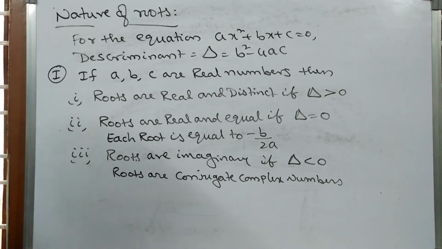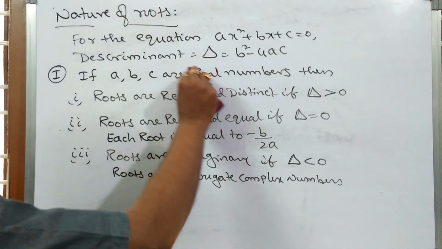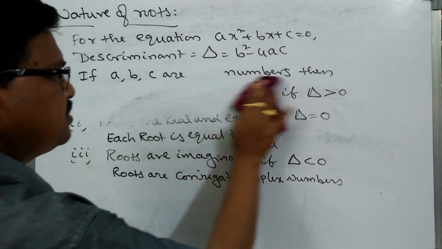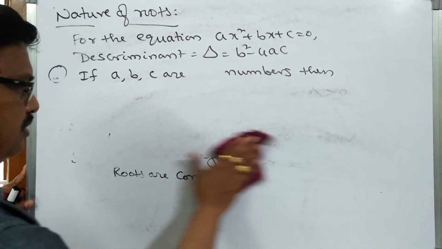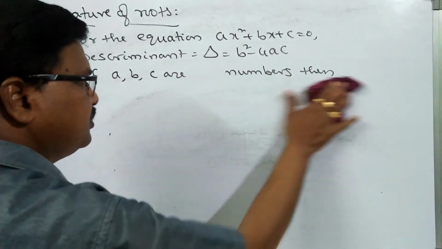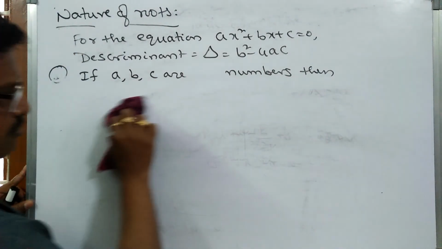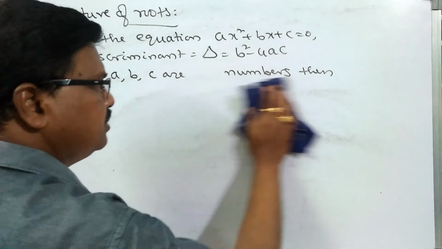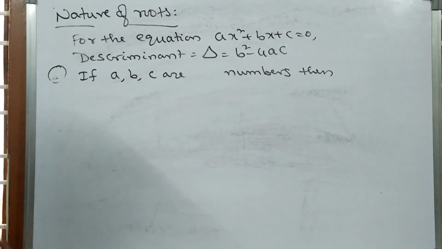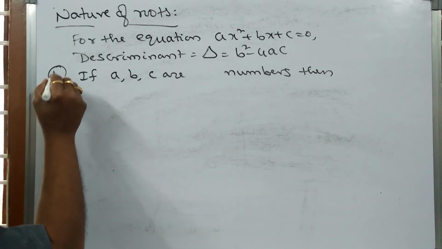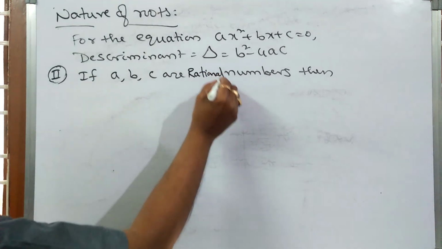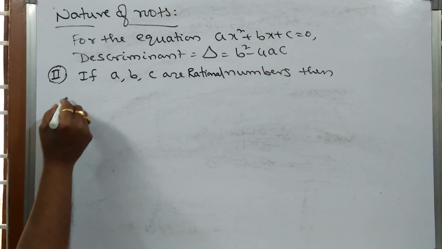Let us take the second case. If a, b, c are rational numbers, let us see what happens. Actually real numbers are of two types, rational numbers and irrational numbers. So among real numbers, if a, b, c are rational numbers, then how will the roots be?